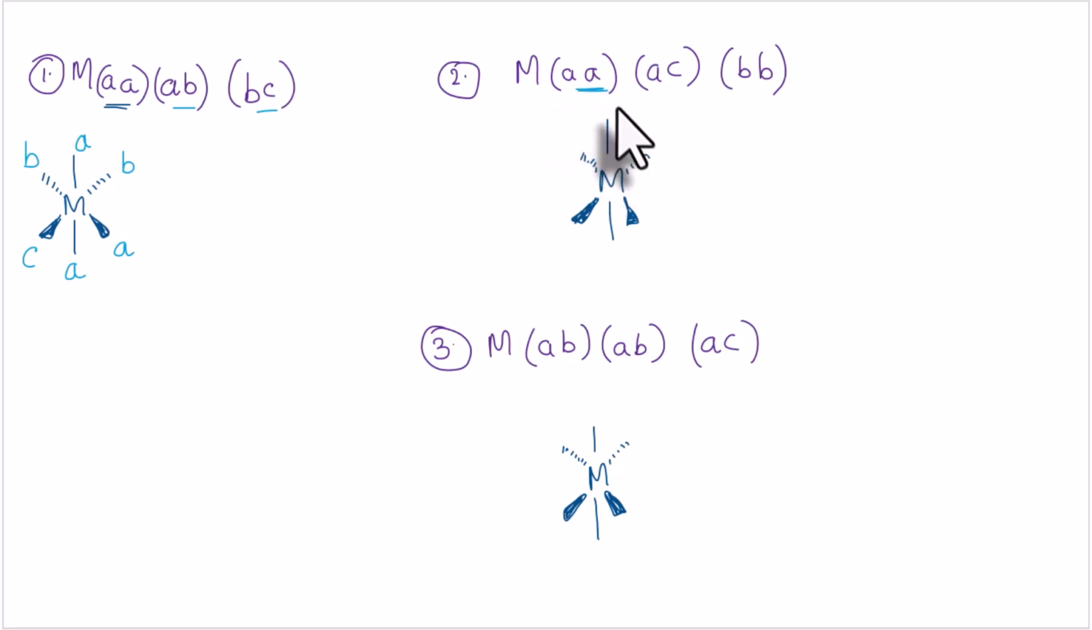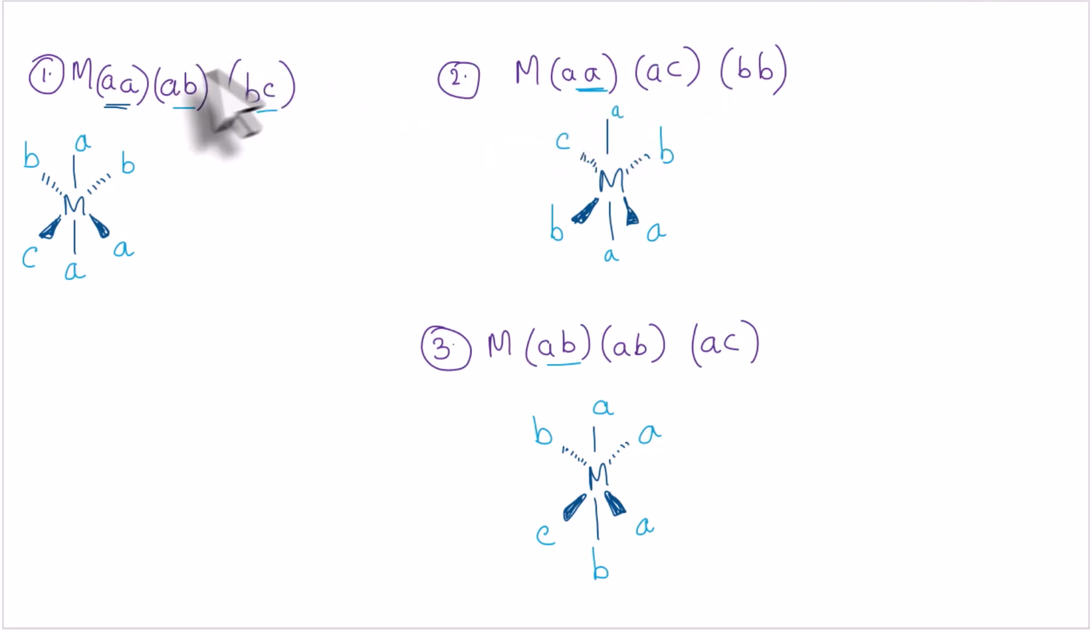So again we have AA, so we can place the AA here like this. And then we have AC, so A and C trans to each other. And then we have BB, again trans to each other. Now in the third one we have AB, so we put one at the top, the other at the bottom, trans to each other. Then again we have AB, so we can put A and B like this, trans to each other. And then we have A and C like this. So this is the orientation of the ligands.